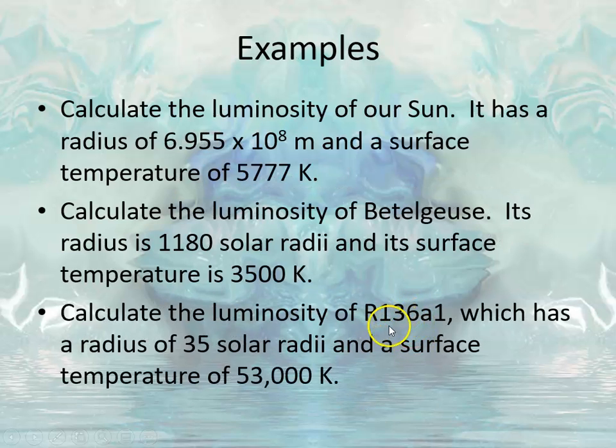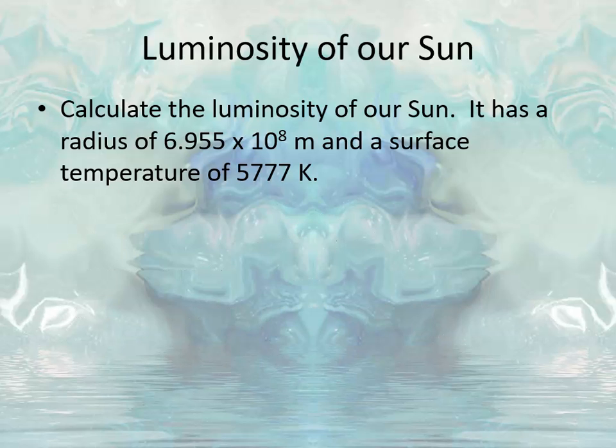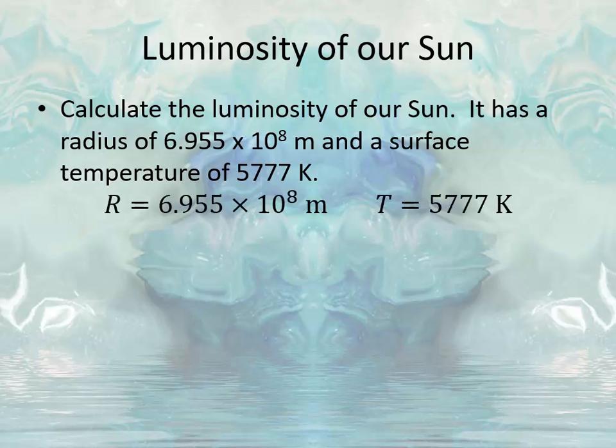So some examples. Let's calculate the luminosity of our sun. How about that of Betelgeuse, and then R136A1. So, first of all, with our sun, which has a radius of 6.955 times 10 to the 8 meters, and a surface temperature of 5,777 kelvins, well, just plug the numbers into the equation.